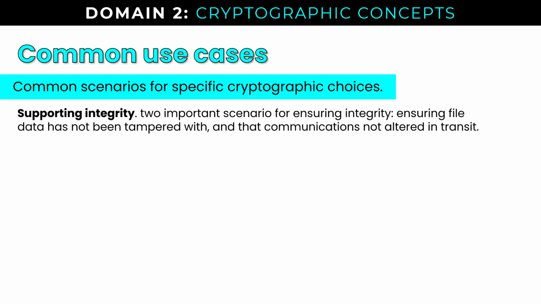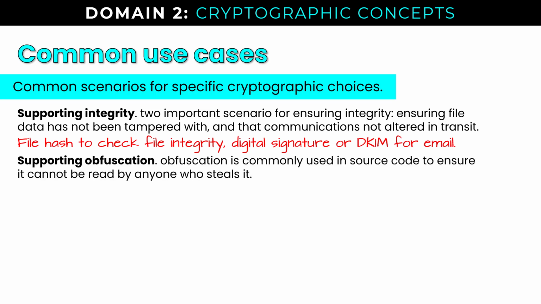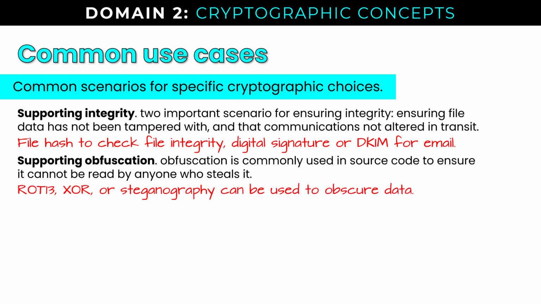Supporting integrity. So two important scenarios for ensuring integrity would be ensuring file data hasn't been tampered with and that communications like an email are not altered in transit. So a file hash to check file integrity, a digital signature or DKIM for email. Supporting obfuscation. So obfuscation is commonly used in source code to ensure it cannot be read by anyone who steals it. So ROT13, XOR, or steganography can be used to obscure data.